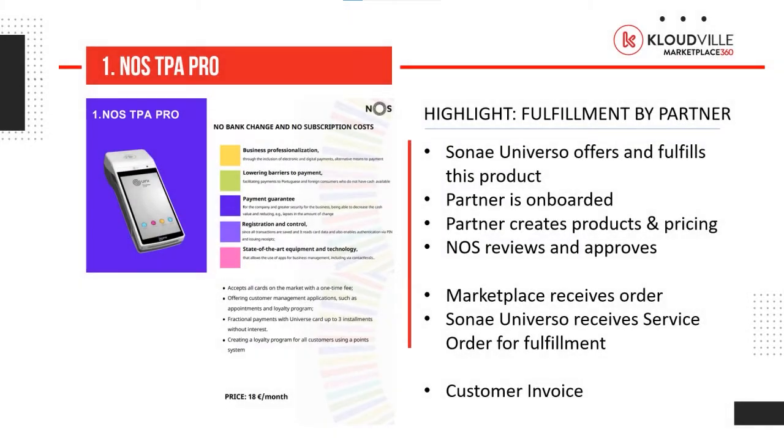We will begin with the Nosh TPA Pro use case. This use case has been configured as a partner-fulfilled product. The partner in this case is Suneye Universo, who defines the product and pricing, and is responsible for the product fulfillment. We will place an order by an unregistered customer through the marketplace, and show how that order flows through Nosh, and then onto Suneye for fulfillment.